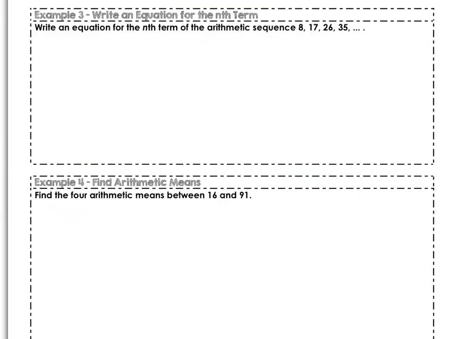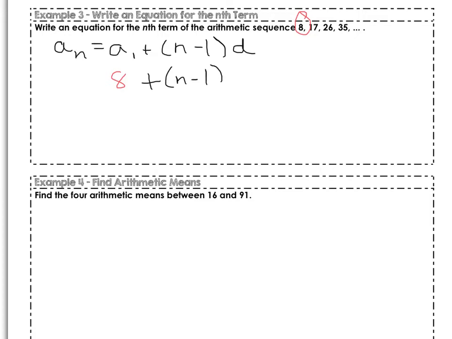Looking at example 3, whenever I'm asked to write an equation for the nth term, I'm basically being asked to plug the information that I know into our formula and then simplify. So I'm quickly going to first rewrite all my information, and then I'm going to identify my A1. My A1 is going to be 8 because this is my first term here, okay? Having this quantity n minus 1, n's kind of just like having an x in your equation. It's something you need to have.